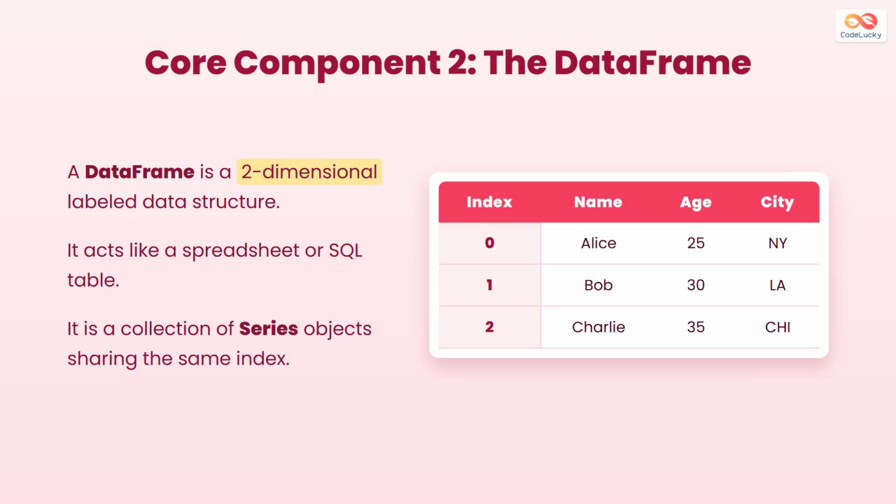Next, we have the data frame. This is the most important object in Pandas. A data frame is a two-dimensional labeled data structure, like a SQL table or an Excel spreadsheet. It is essentially a collection of series objects that share a common index.